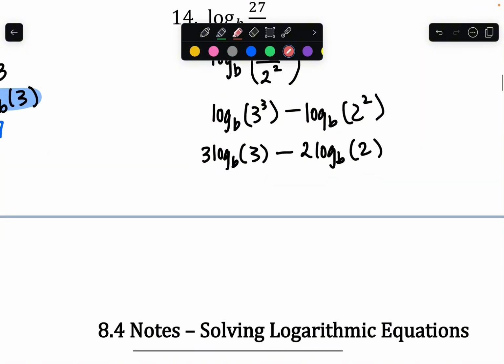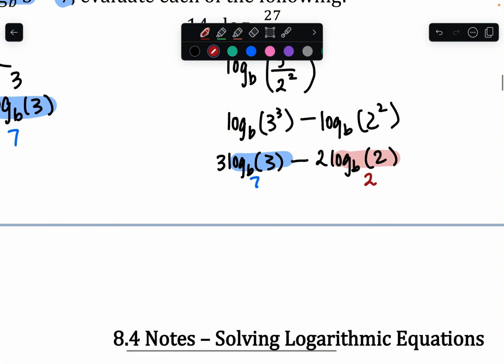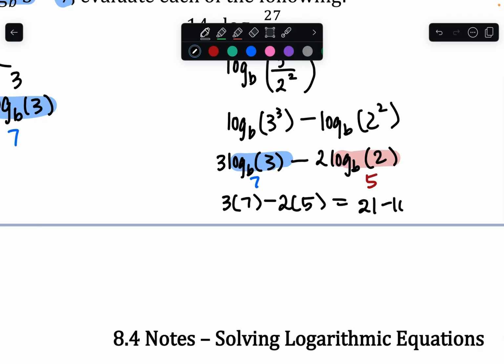And then now, every time I see log b of 3, I know that's 7. And I see a log b of 2, I know that's 5. And so this problem becomes 3 times 7 minus 2 times 5, which is 21 minus 10, which gives me 11.